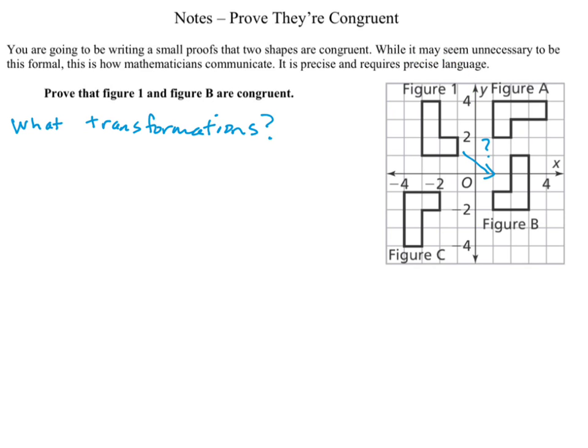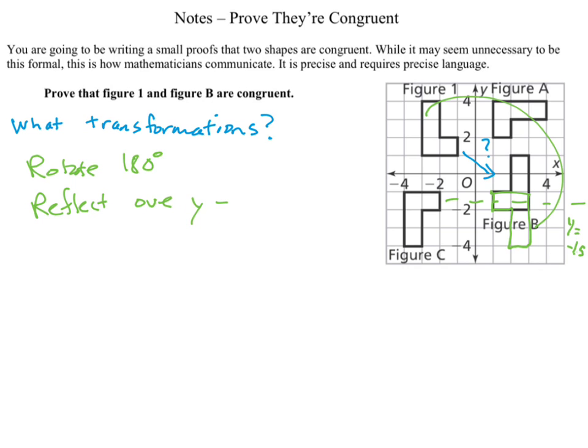Hopefully you're able to figure out that if you were to rotate this 180 degrees, it would look like this. And then if you reflect over this line here, which happens to be y equals negative 1.5, it'll flip over and it'll land on B. So we got those transformations. We got rotate 180 degrees and then reflect over y equals negative 1.5. Okay, so that's the list of transformations, and that is right.